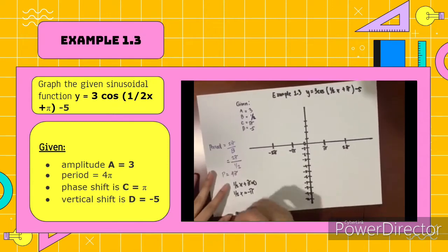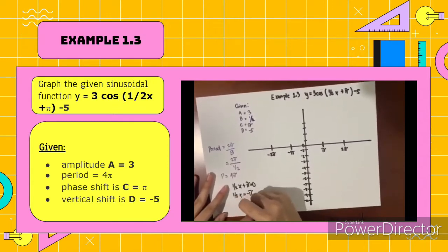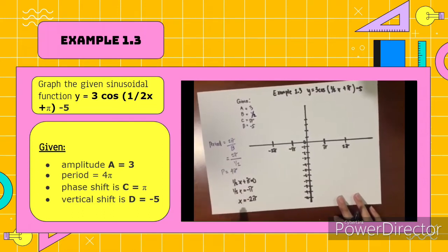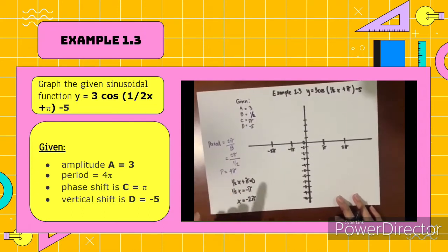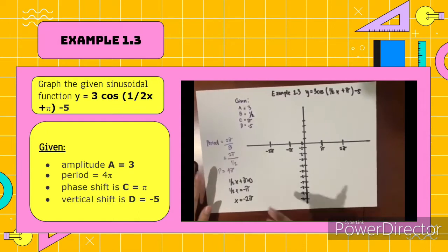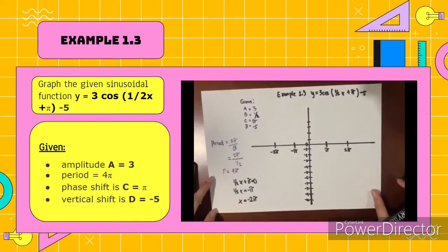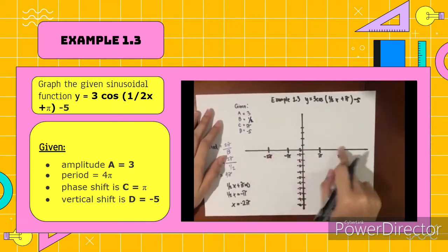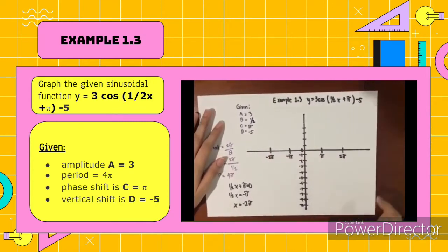Multiply both sides by 2. So, bali, x is equal to negative 2 pi. So, 1 half x times 2 is equal to x. And negative pi times 2 is equal to negative 2 pi. So, ang starting point ng graph na ito ay sa negative 2 pi. Yan. Nilagay ko na yung values.